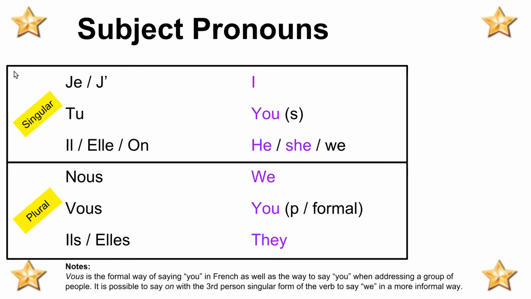Some important notes. Again, vous is the formal way of saying you in French, as well as the way to say you when addressing a group of people. It is possible to say on with the third person singular form of the verb, to say we in a more informal way as well.